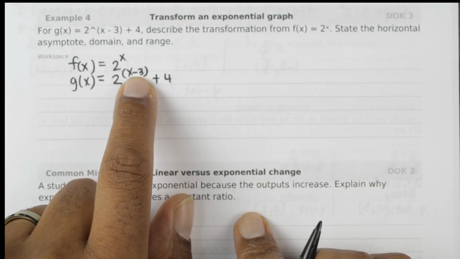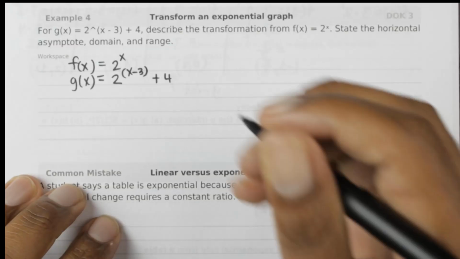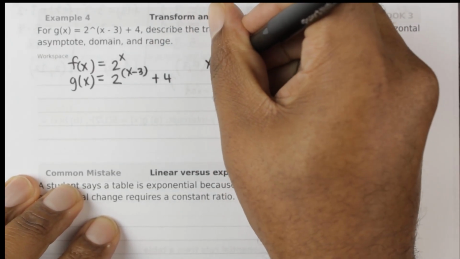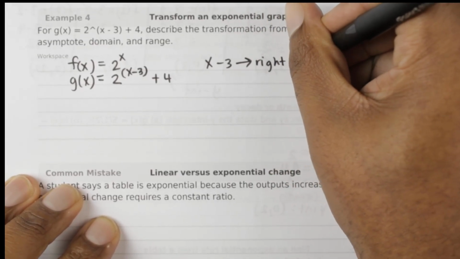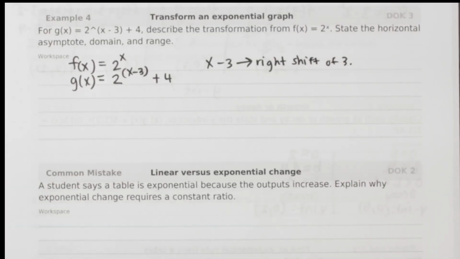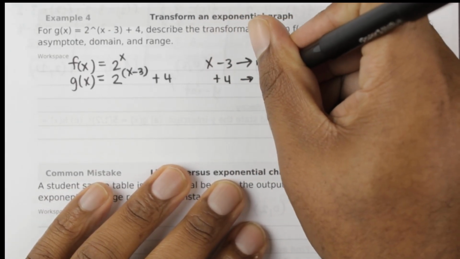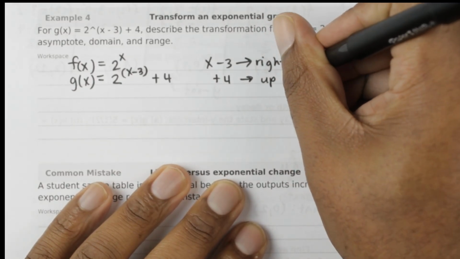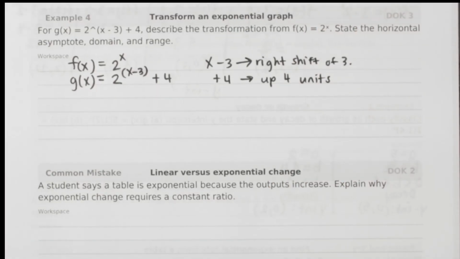So that means there's a shift here, and then there's also a shift there. So x minus 3 is inside the exponent, so that shifts the graph to the right 3 units. The plus 4 shifts the graph up 4 units.